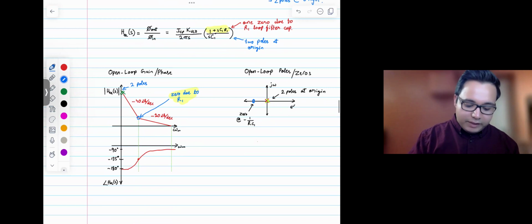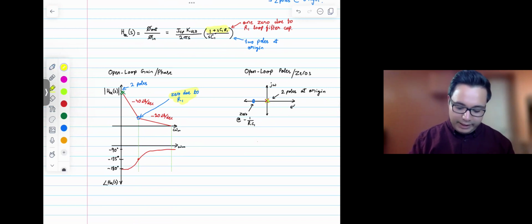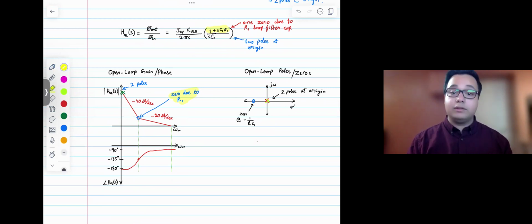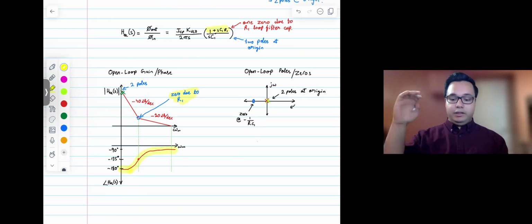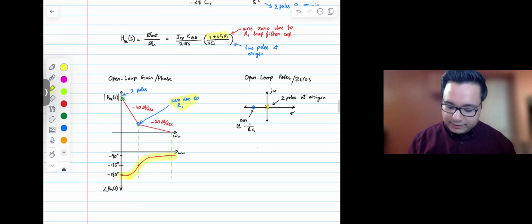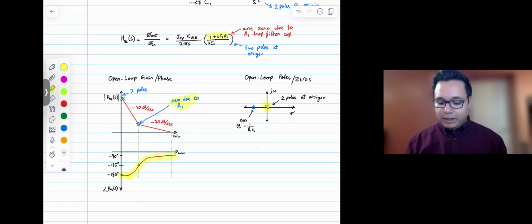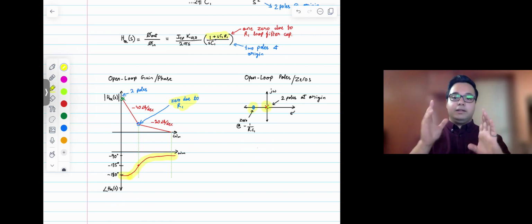And so again, phase plot, because we have two poles at the origin, we start off at minus 180 degree phase shift, and then because of the 0, our phase reduces by 90 degrees. All right, and this is what it would look like on the S plane. We have two poles at the origin, and then a 0 in the left-hand plane.